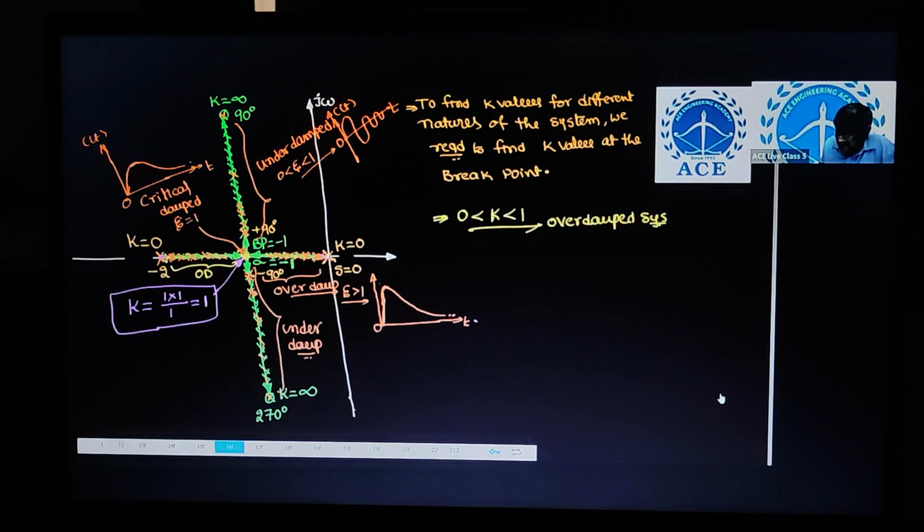Next, tell me when it is critically damped. When you meet at a particular point, then it is called critical damped. What is the K value for critical damped? Anybody? K value for critical damped is 1. Very good, because the break point is critical damped only. K equal to 1 is critical damped.